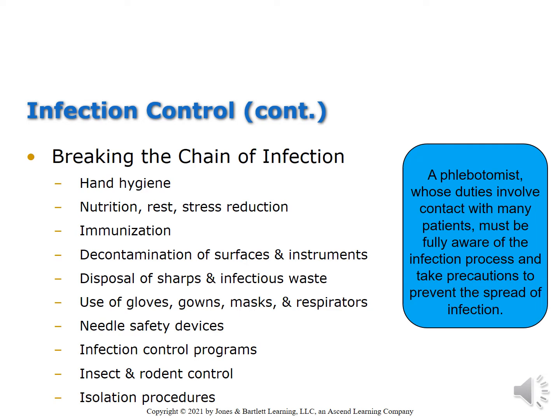So what can we do to break the chain of infection, to prevent the transmission of pathogens from a host to a reservoir to a susceptible individual? Well, one of the most important concepts is hand hygiene. Hand washing is probably the most important preventative measure to stop the chain of infection. Nutrition, rest, and stress reduction all play a key part in maintaining a healthy and optimum immune system.